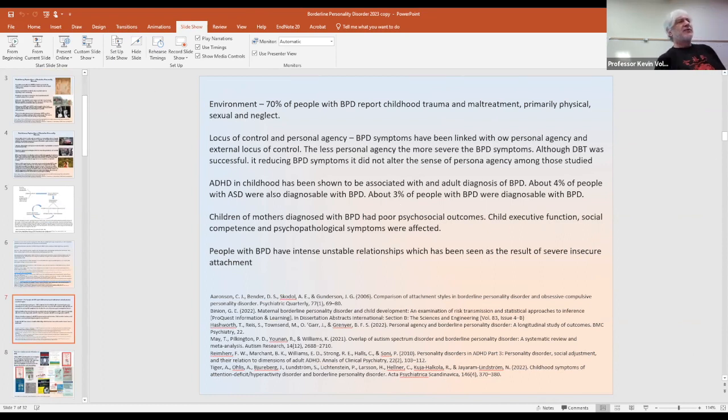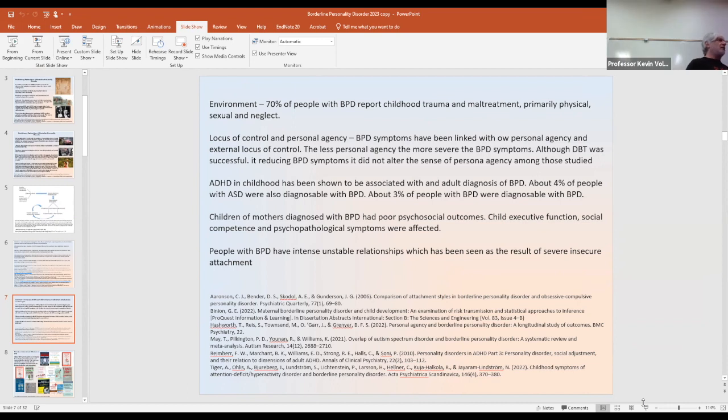Environment: about 70% of people with BPD report childhood trauma and maltreatment, primarily physical and sexual abuse and neglect. I'm going to guess that that's an underreported number. I would guess it's much higher than that. But imagine if you have to report this kind of thing, childhood trauma. First of all, there's dissociation from it. There's not being able to recall it. There's also not wanting to share that.